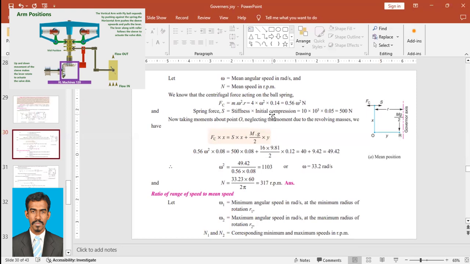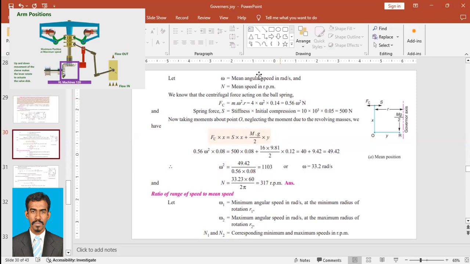So now we'll find the omega squared. How can we find? We'll take moments about point O, neglecting the moment due to the revolving masses. It was given in the question, you can neglect the moment due to the revolving mass. So this mass we can neglect. So what else do we have? We have a force Fc, that is centrifugal force. We have S, that is spring force, and we also have mg at the sleeve. So there are three forces: Fc, centrifugal force, S, force by spring, and mg, weight of the sleeve.